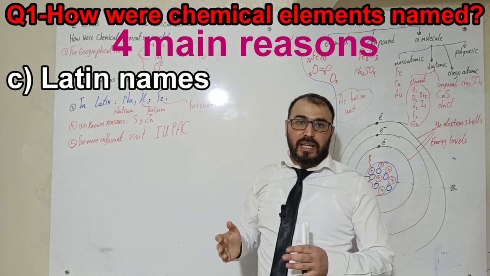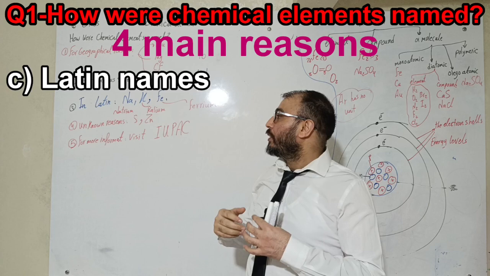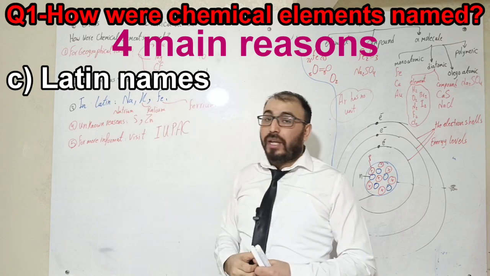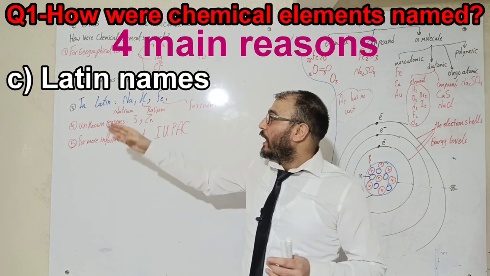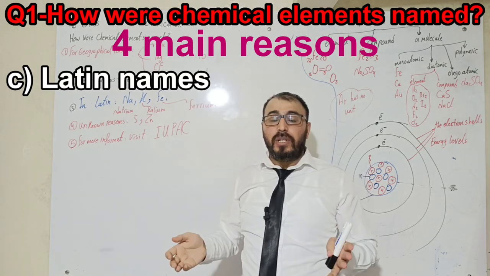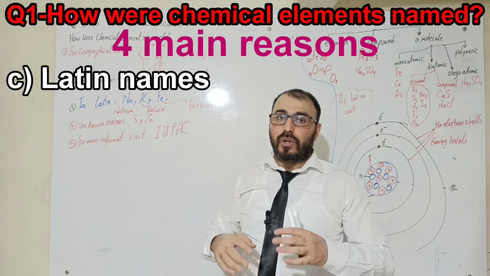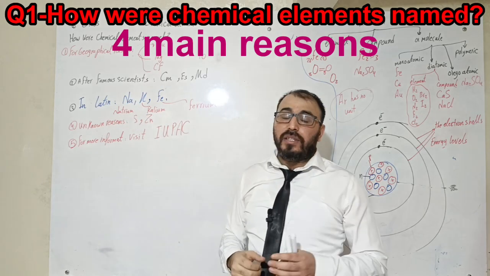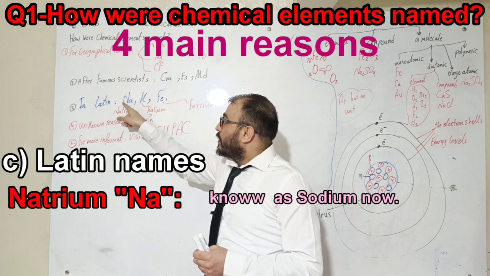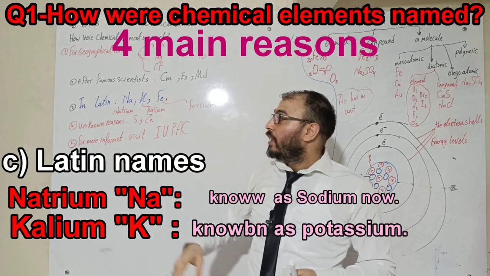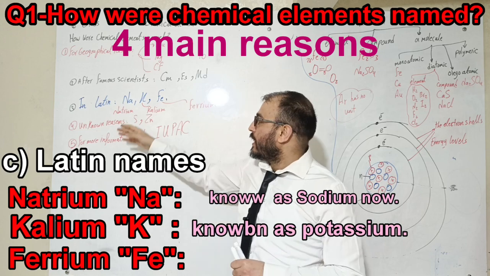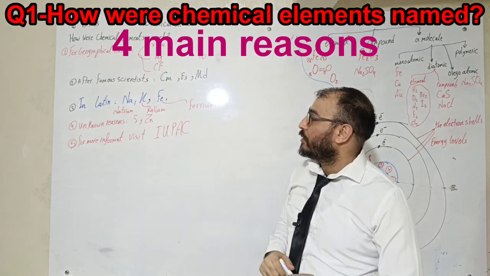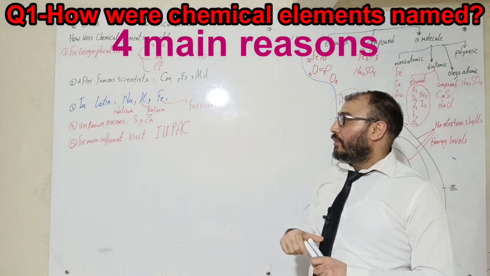Till today, we cannot understand the reason, but my explanation is that either those elements were discovered in the era in which Latin was a very famous language, or maybe because Latin was the holy language and the common language of all European peoples, the scientists agreed to give the newly discovered elements Latin names, like natrium, which is known nowadays as sodium, calcium, which is known these days as calcium, and iron, which is known as iron.